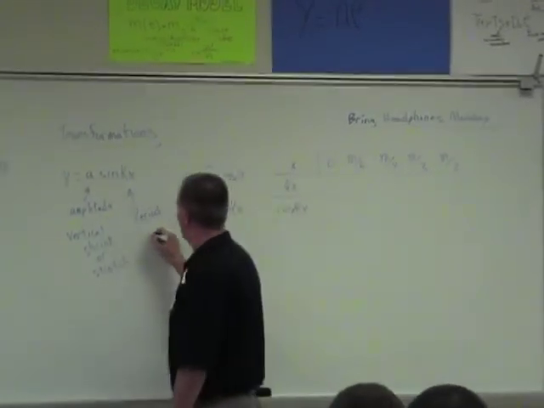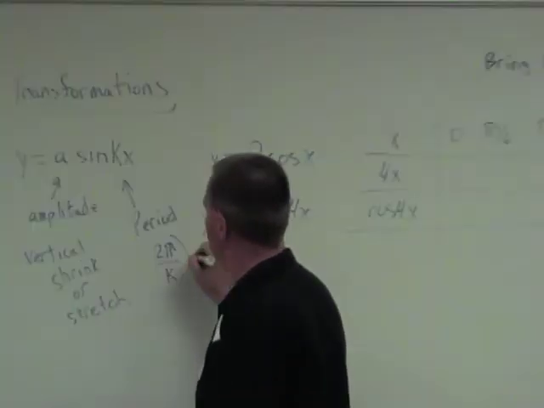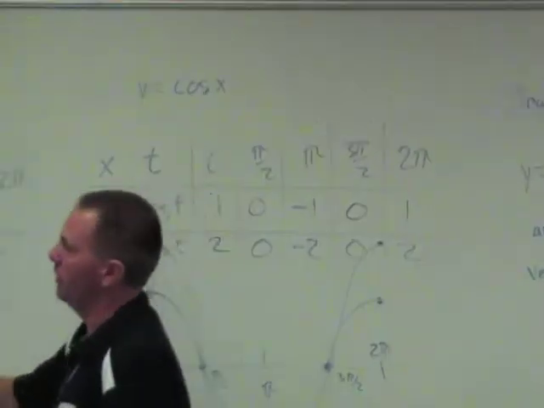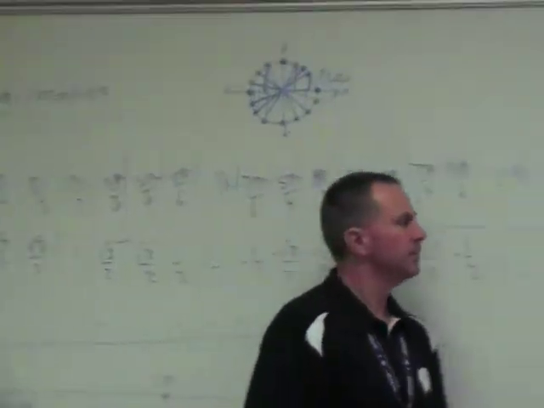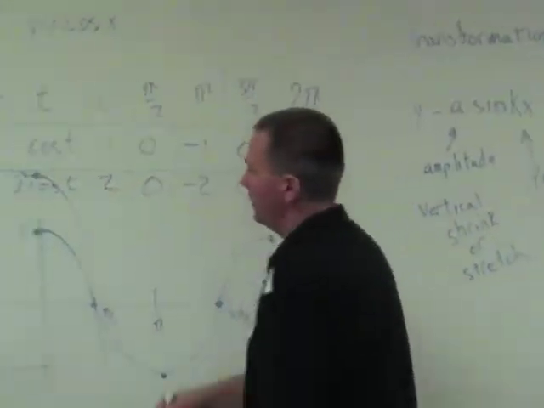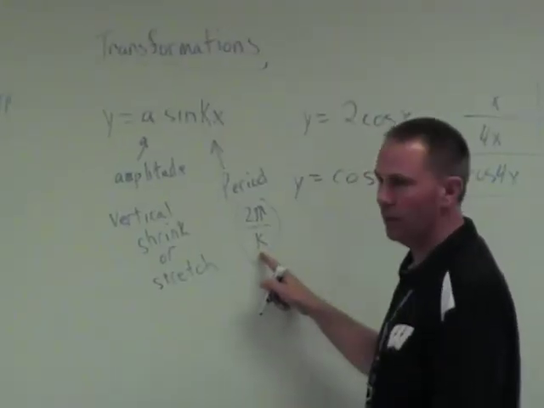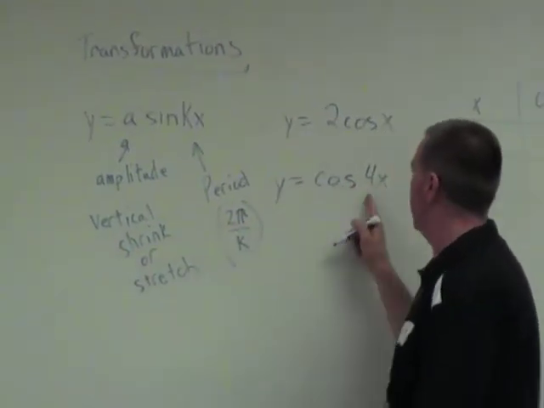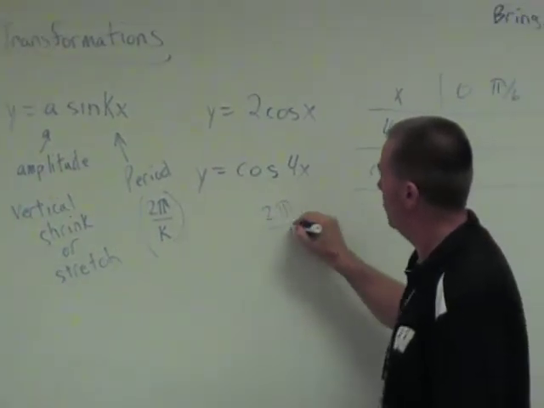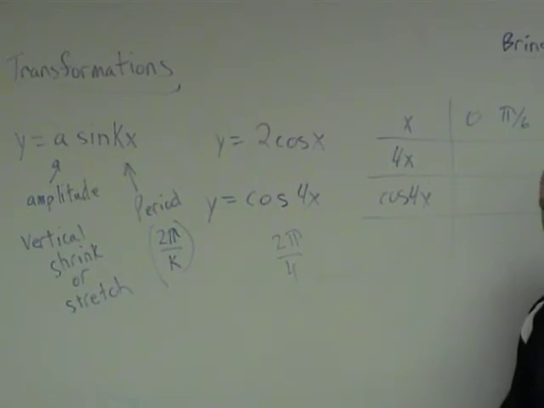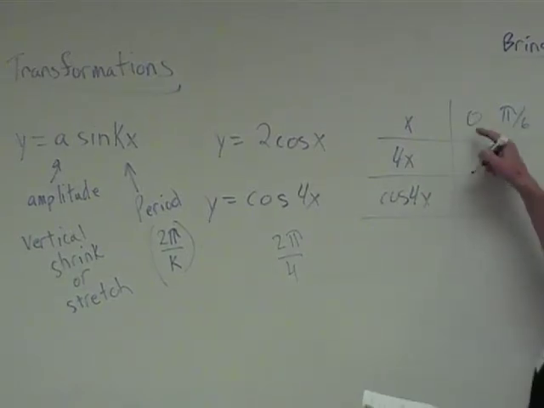The period is 2 pi over k, whatever is in that position. All these are 1s, cosine of 1t, the sine of 1t. Okay? And each of these periods went to 2 pi. The period was 2 pi, because 2 pi over 1 is 2 pi. In this case, 2 pi over 4 is what? Pi over 2. So it goes all the way to pi over 2.